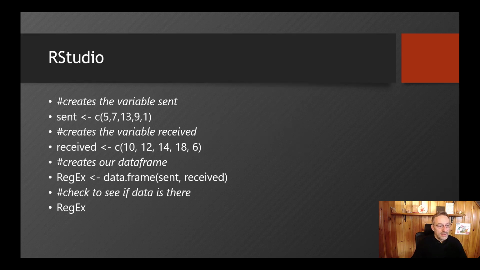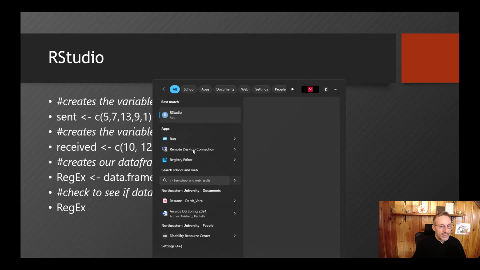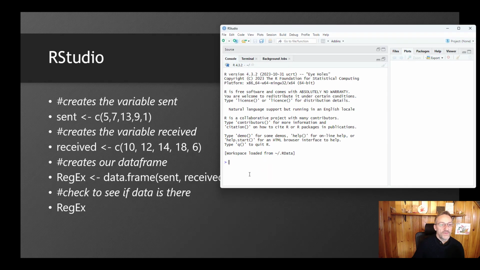All right, let's see here. Maybe we can do it in RStudio. You could open up a file with these, or these aren't too bad. We could just create this right here. So we put cent, the arrow, then C, and then in parentheses we'll put 5, 7, 13, 9, 1. Click enter. That created the variable cent.